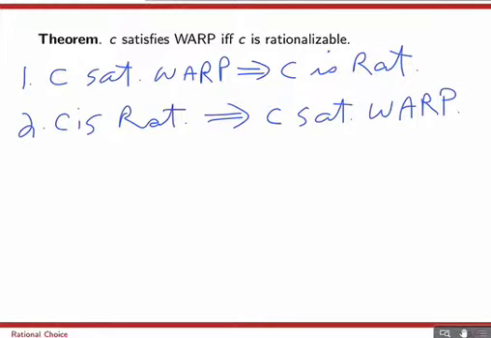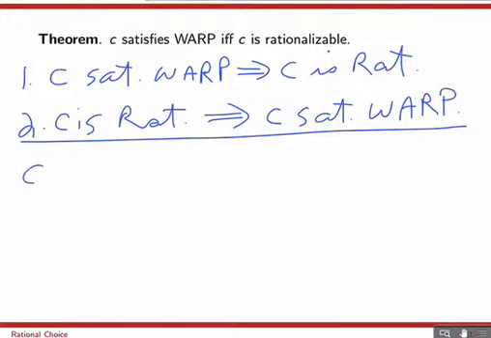So we're going to first prove the second one here, that if C is rationalizable, then C satisfies the weak axiom of revealed preference. So if C is rationalizable, then we know that C is equal to a derived choice function where this greater than sign is a preference ordering.